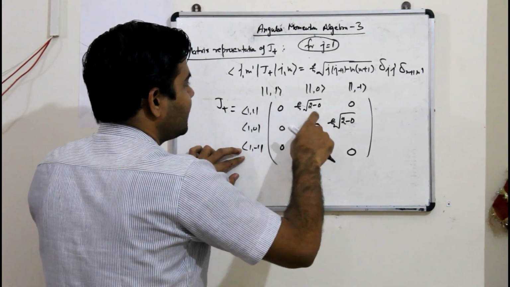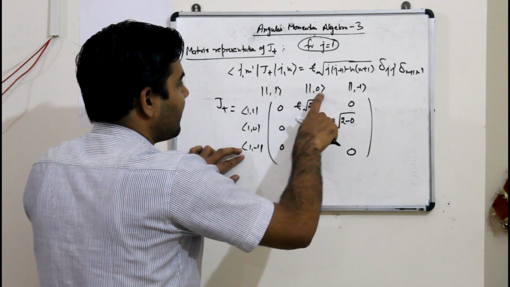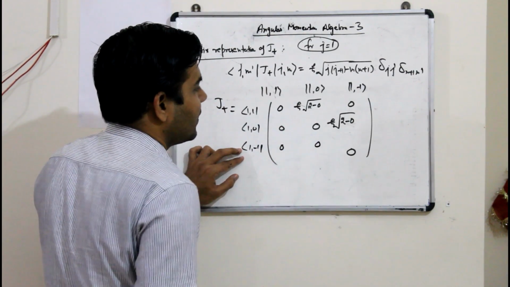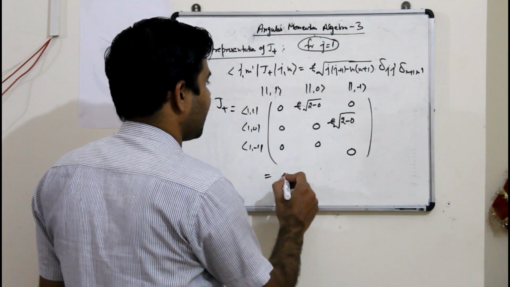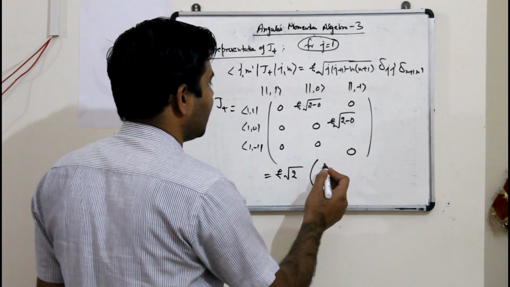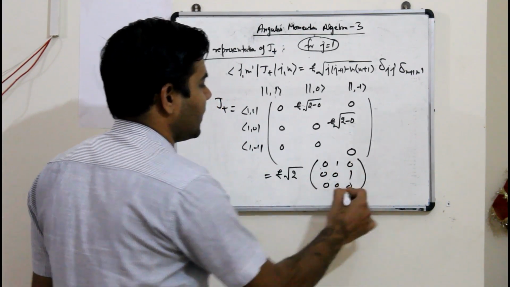Similarly, in this particular case, j plus acts on this and raises m by 1. So it's going to give |1,1⟩ kind of a state. With this, it will give me a 0, which can be written as ħ root 2, or root 2 ħ times the matrix 0 1 0, 0 0 1, 0 0 0.